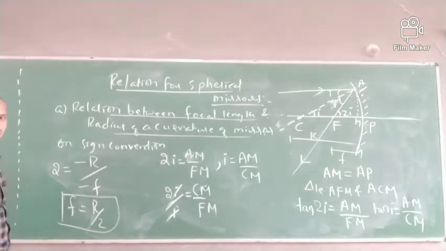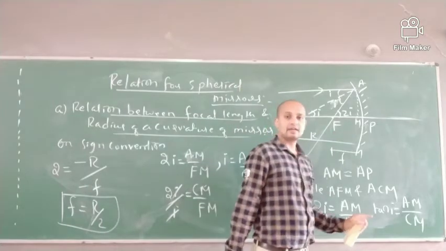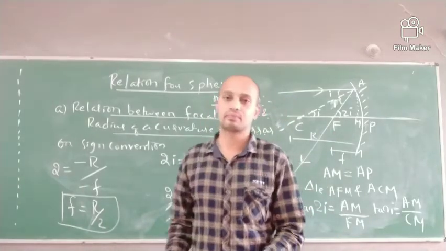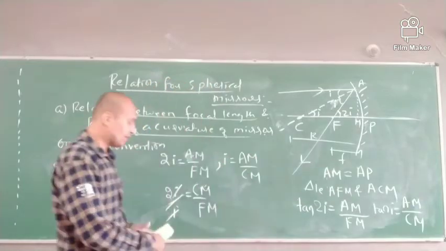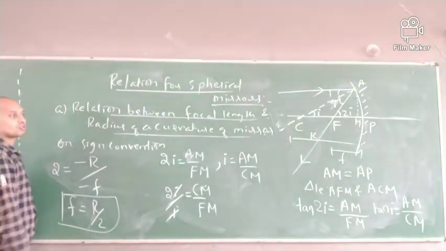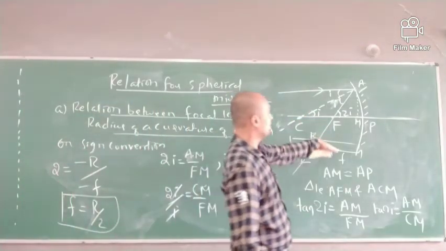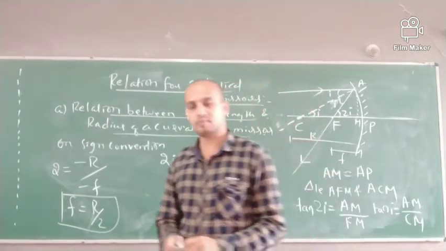The focal length is half of the radius of curvature. This is not only applied for concave mirror, it is also applied for convex mirror. For any spherical mirror, when you take an assumption of paraxial rays, the focal length of a spherical mirror will be half of the radius of curvature. This point you have to keep in mind.